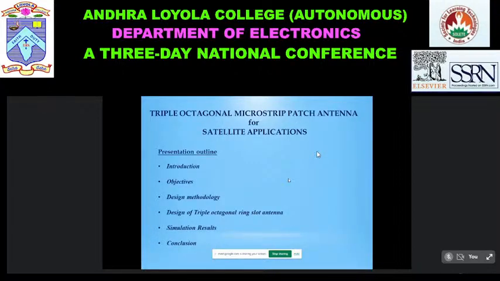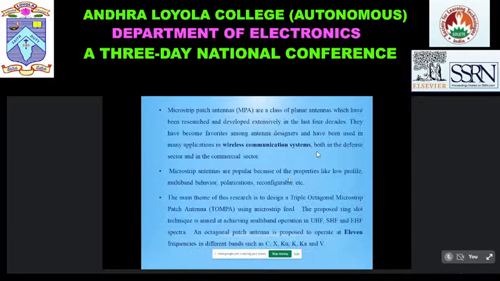This is my research topic, triple octagonal microstrip patch antenna for satellite applications. Presentation outline: introduction of microstrip patch antennas, research objectives, design methodology, design of triple octagonal ring slot antenna, simulation results and conclusions. I think you have some idea regarding these antennas because we already attended the morning session. There are various sets of antennas available. My research is in microstrip patch antennas.